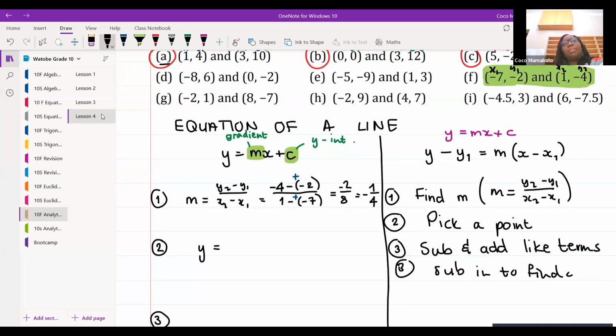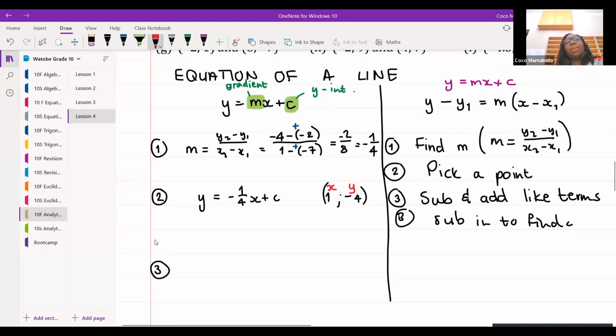All right, tell me about the next step. I'm going to go -1 over 4 x plus c. What do I need to do after I've substituted in m? I need to pick a point. Good. Pick a point for me. Which one? 1 and -4. Good. Okay, let's go for it. We're going to use 1 and -4. So this is my x value. You agree 1 is my x value and -4 is my y value. Excellent.